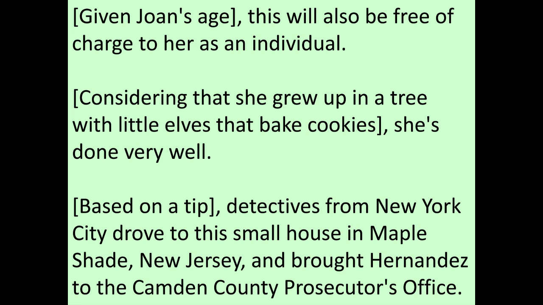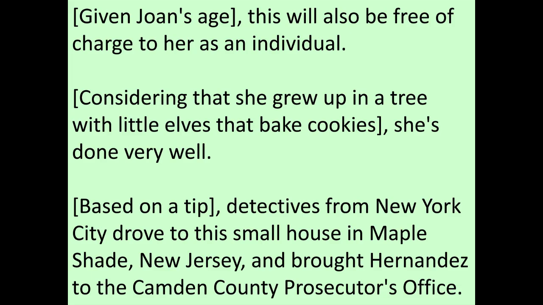We do the same thing with considering. Considering that she grew up in a tree with little elves that bake cookies, she's done very well. The subject of the matrix clause is she. Is she the one considering that she grew up in a tree? No, the speaker is considering that. And when you say considering that, you're actually asking the audience to consider that fact. That's the discourse principle of it. So the discourse kind of overrides the syntax here, and it makes it okay. Is it a dangling modifier? Technically, yes. Is it one that you would mark wrong on a paper? No, don't do that.